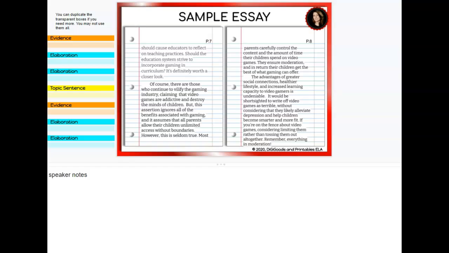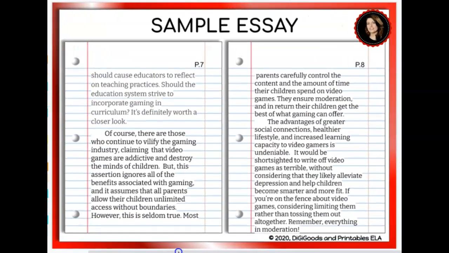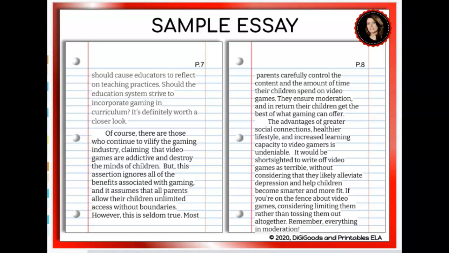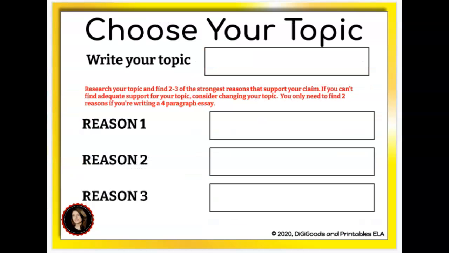And once you've completed this step, you've watched a video, a fun video, you have identified the elements of an essay, you're ready to start on your own essay. So the next step will be to choose your topic. As said before, you can pick a topic from my suggested topics, or you might find a topic all of your own. And after you've chosen your topic, you're going to research and find 2 or 3 of the strongest reasons that support your claim.